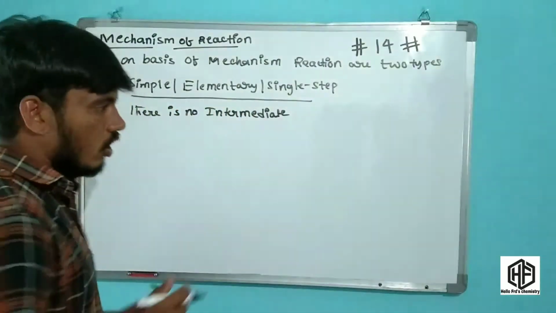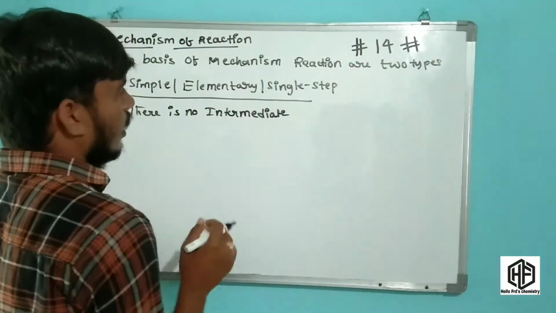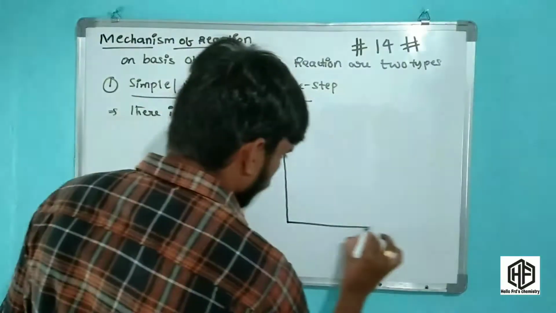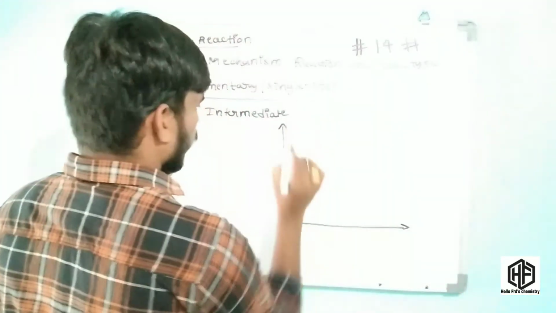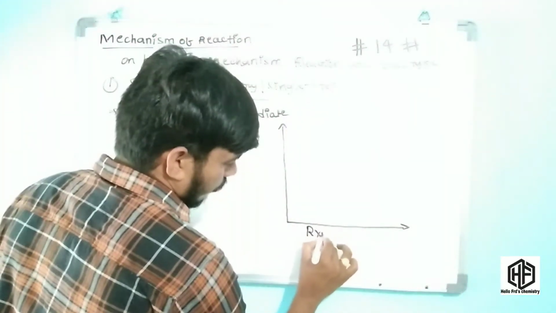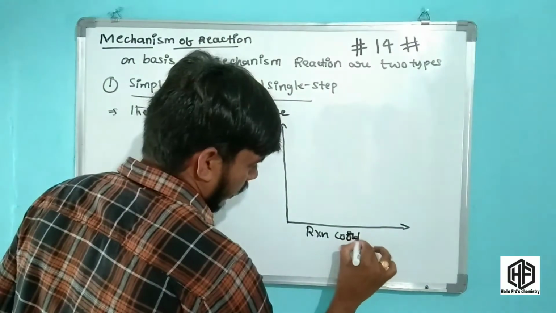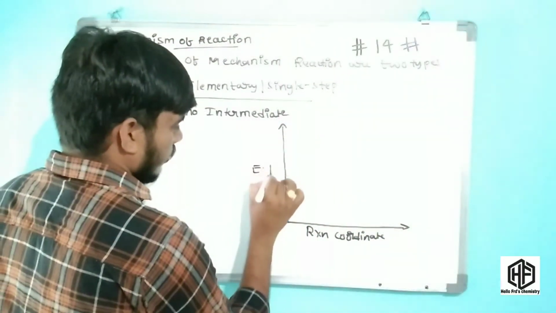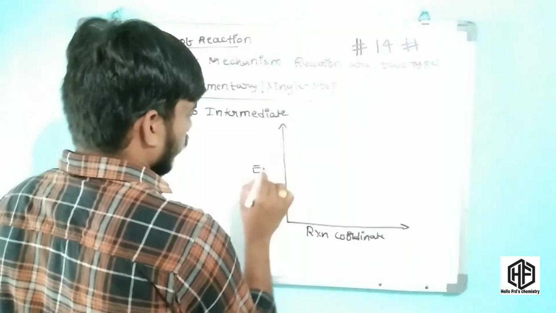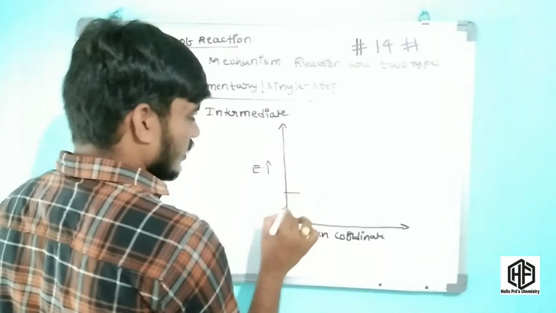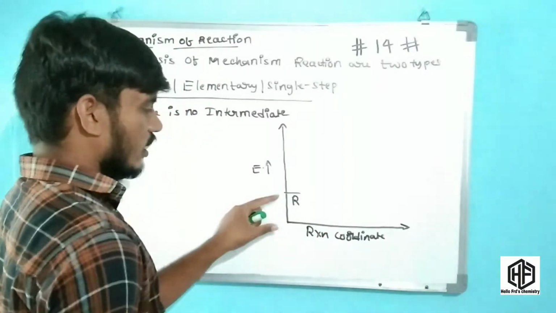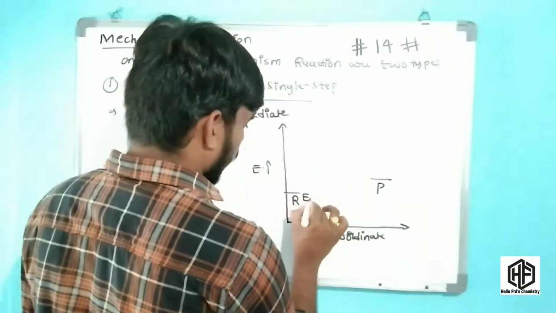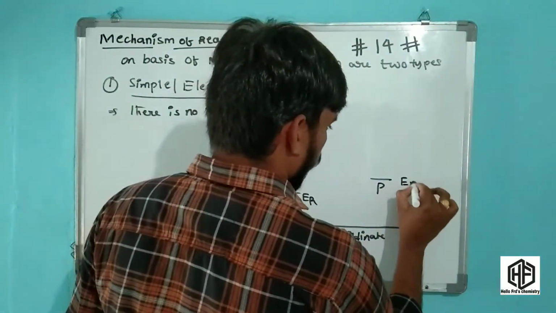Now I am representing the graph of this simple or elementary or single step reaction. You have to consider here, this is the energy barrier graph. This is the reaction coordinate, and this is the energy. Some amount of energy is present in the reactant, and the product has some amount of energy. This is the reactant energy, and this is the product energy.